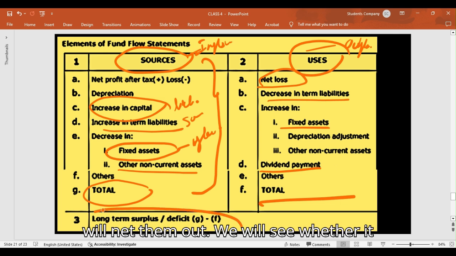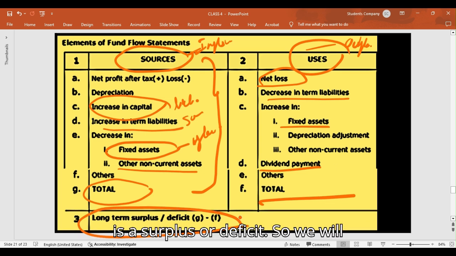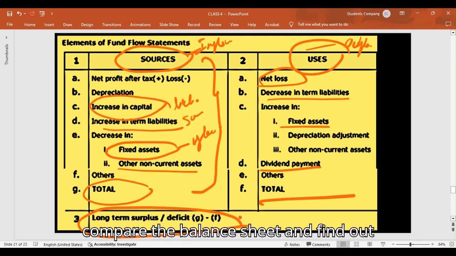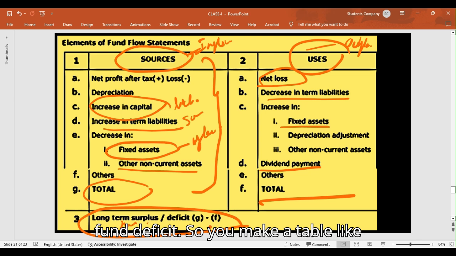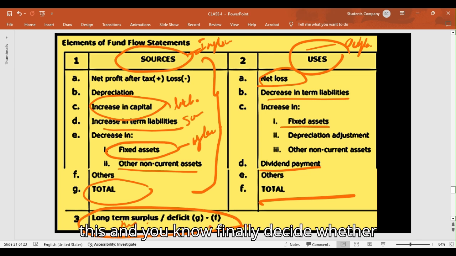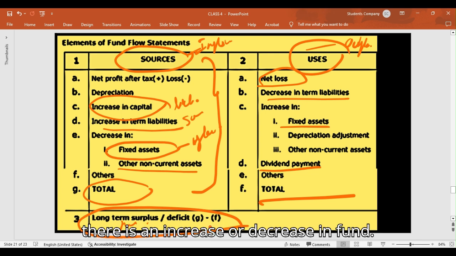Then we will net them out. We will see whether it is a surplus or deficit. So we'll compare the balance sheet and P&L, and we'll find out whether there is a fund surplus or fund deficit. So you make a table like this, and finally decide whether there is an increase or decrease in fund. So I hope you have got the basics of this fund flow statement. We will discuss the remaining topics in the next lecture.